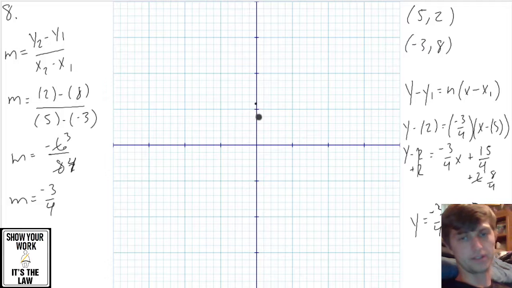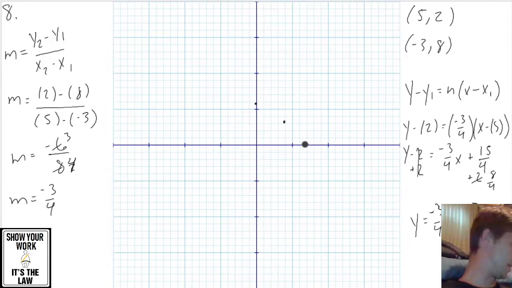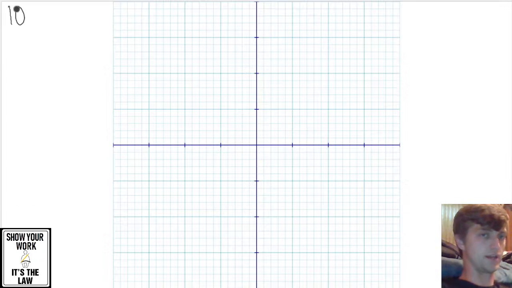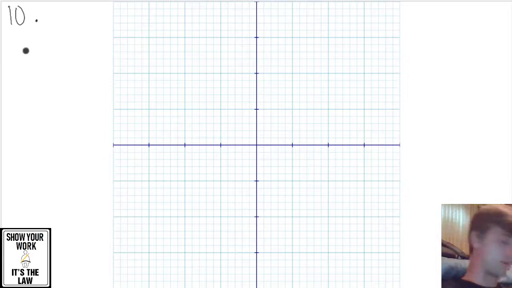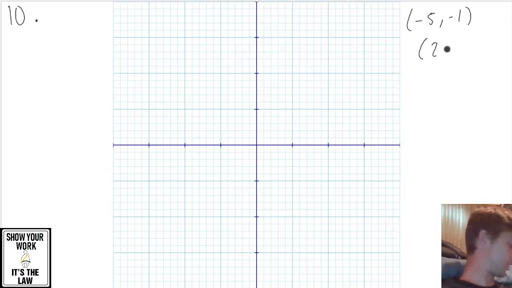And then our slope tells us down 3/4. Down 3/4, and so on and so on. And that's our line. And then lastly, I'll do question 10 for you. Another one with 2 points in it. We got the points -5, -1, and we got the points 2, 7.